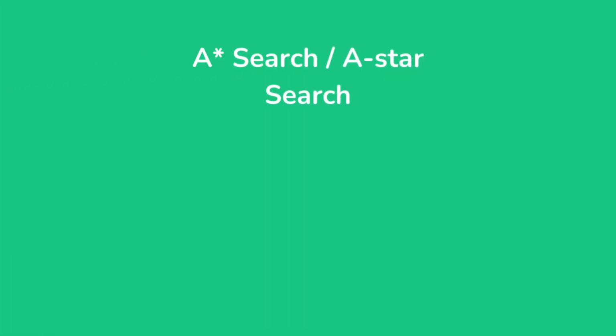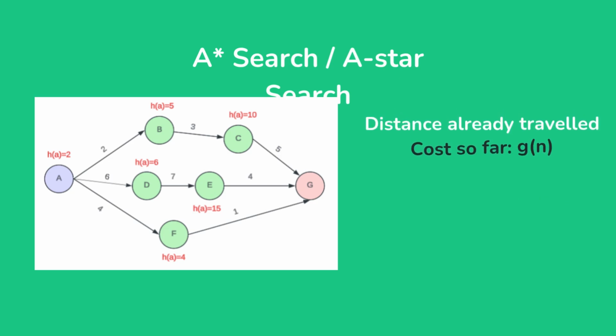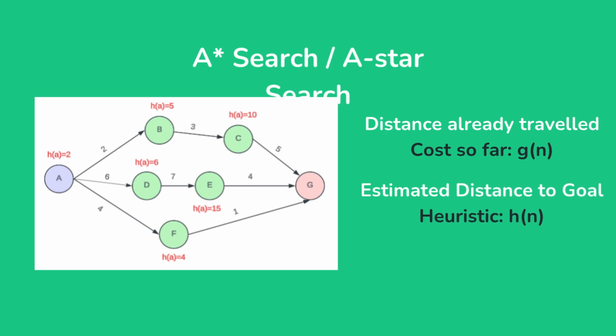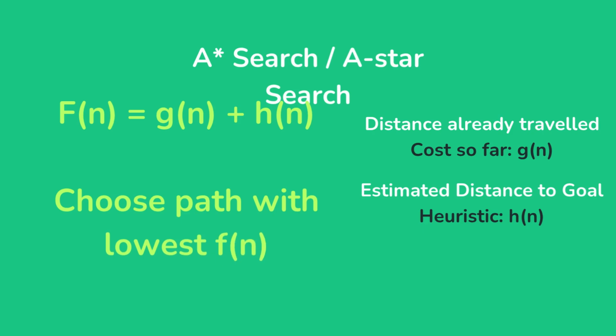Now, let's talk about A star search, often pronounced A-star. This algorithm improves on greedy by considering two things: how far we've already traveled and how far we think we have left to go. It adds these two values together to make decisions. The distance already traveled is called the cost so far, often represented as g(n). The estimated distance to the goal is the heuristic, called h(n). A star combines these into a function f(n) = g(n) + h(n), and always chooses the path with the lowest f(n).